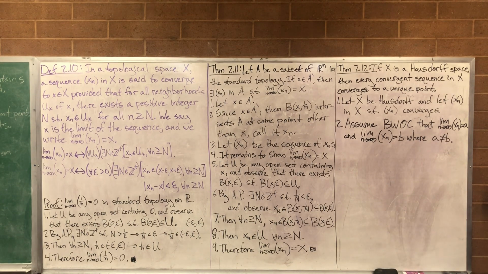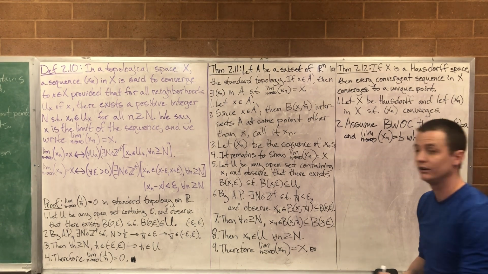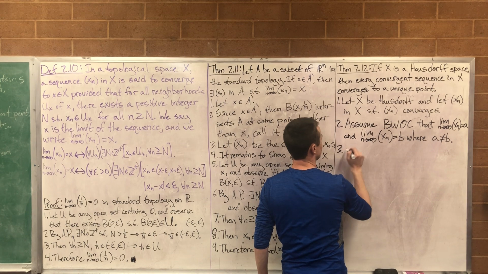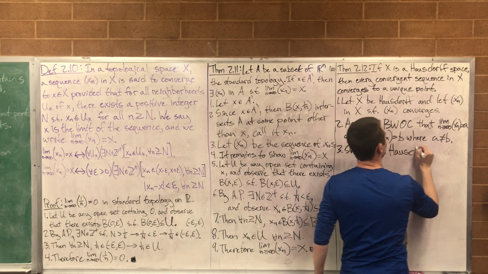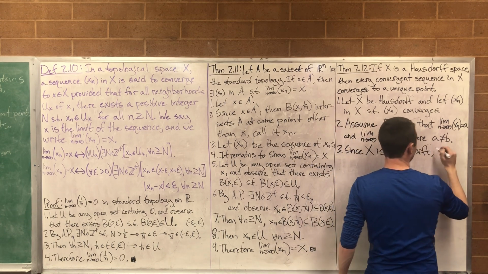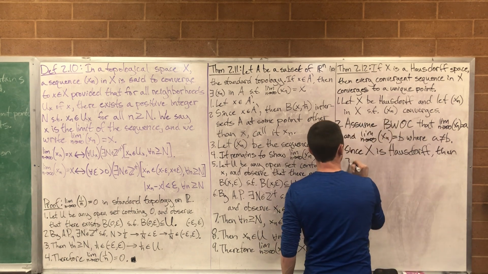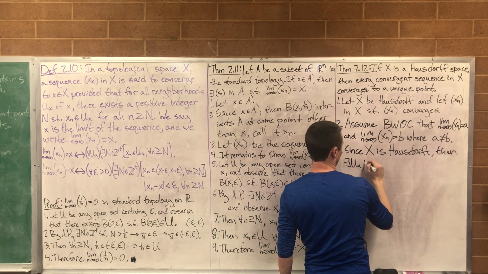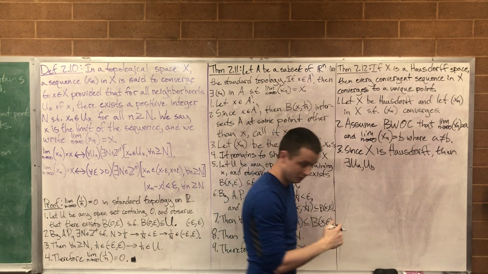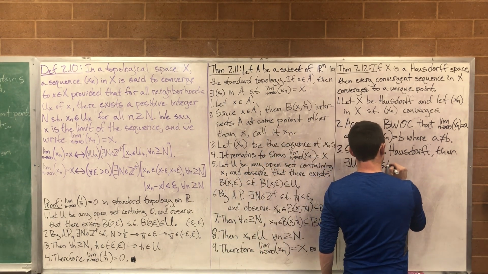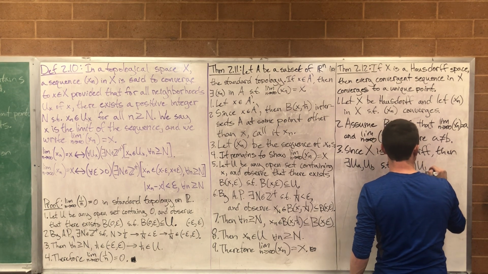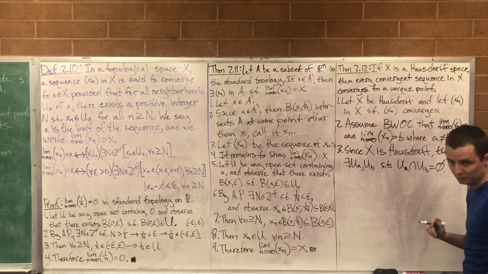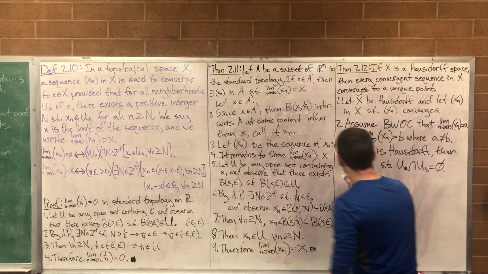So I have A and B are 2 points in X. They're not the same point. Therefore, there exist 2 neighborhoods that are disjoint containing them. So since X is Hausdorff, then there exist U sub A and U sub B, a neighborhood of A and a neighborhood of B, such that U sub A intersect U sub B is equal to the empty set. They have no points in common.